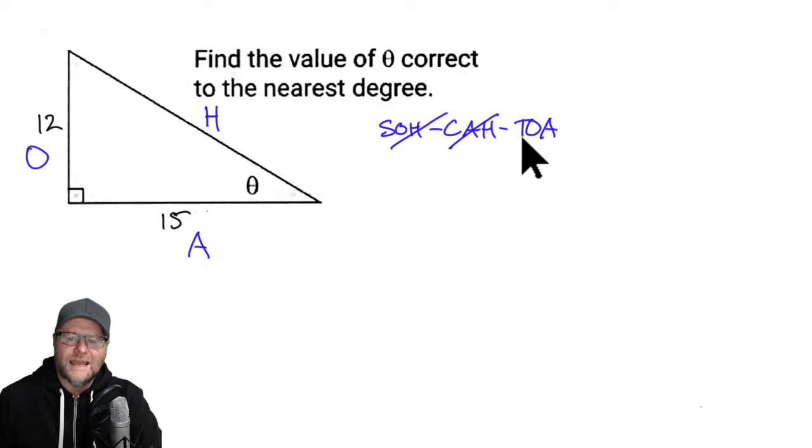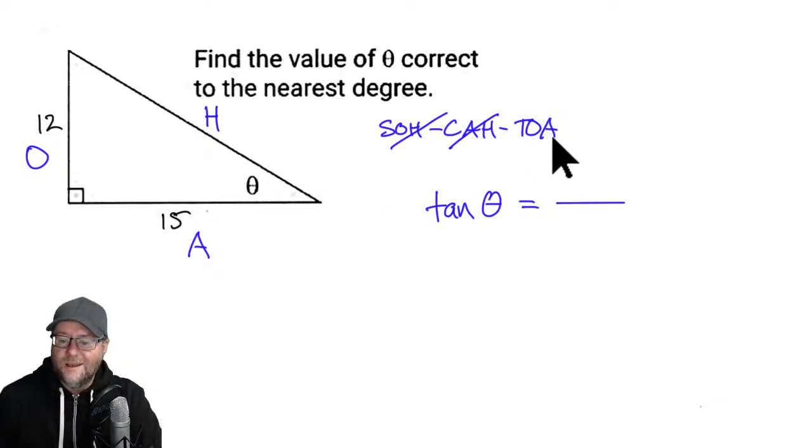This is going to be a tan question. Tan equals opposite over adjacent. That's what the TOA stands for. So let's create our equation. Tan of my angle. Now I don't know the angle, but I know it's called theta. So I can put tan of whatever the angle is, theta, equals opposite over adjacent.